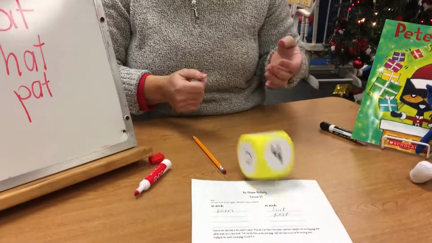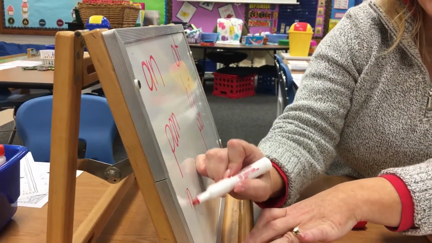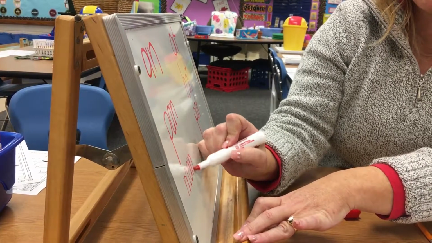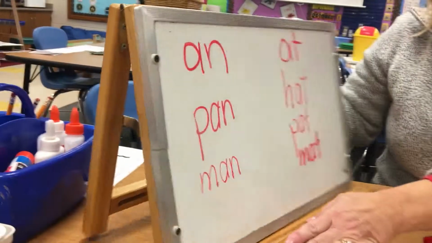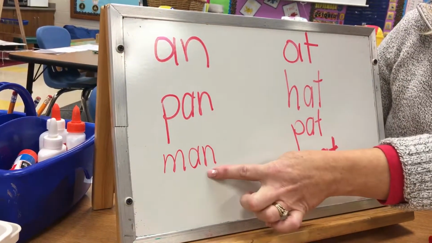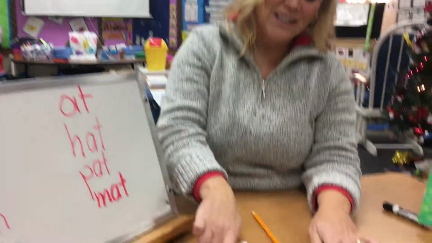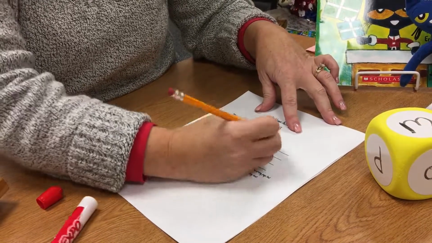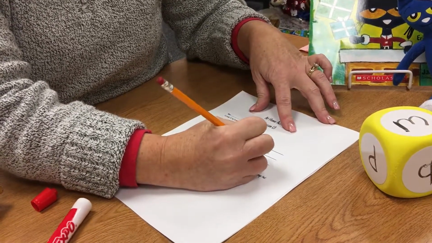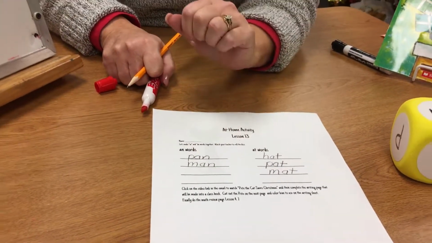Okay, I'm going to roll my die again. And this time I have an M. So I'm going to write M in front of an and that makes man, and M at, mat. Man and mat are both words. So on my paper, I'm going to write man and mat. And I have them sorted right here by their word chunk.